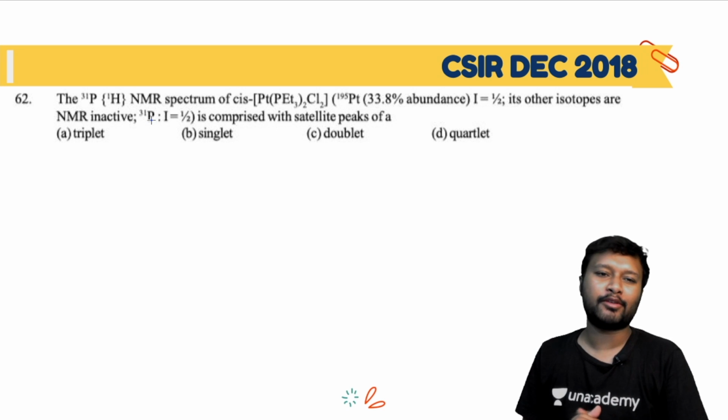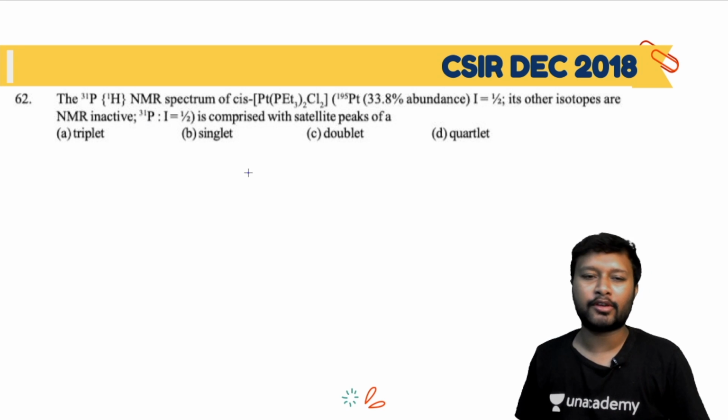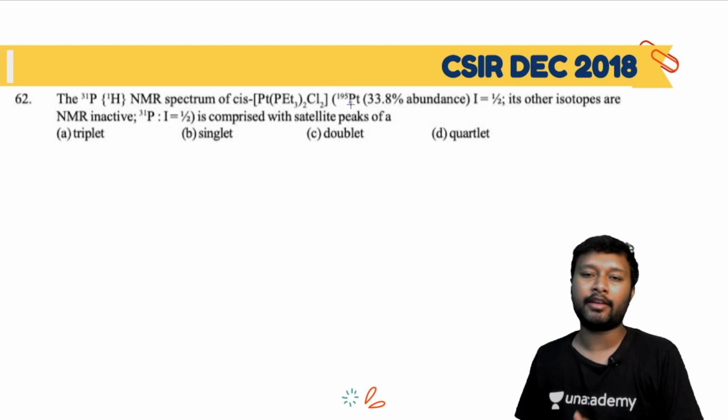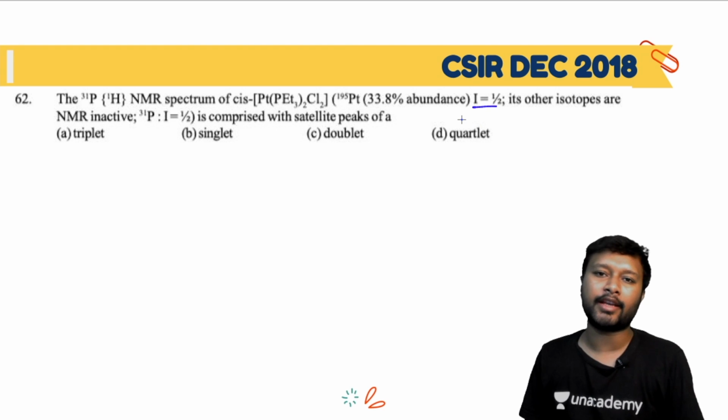Alright, so this particular question is again on your phosphorus NMR, and it says the 31P proton decoupled NMR spectrum of the cis complex. This is the complex given to you. It's a platinum complex, and about platinum there is information given to you that platinum has the 195 isotope also, which is 33.8% in abundance, and it has an I value of half, and its other isotopes are actually NMR inactive.